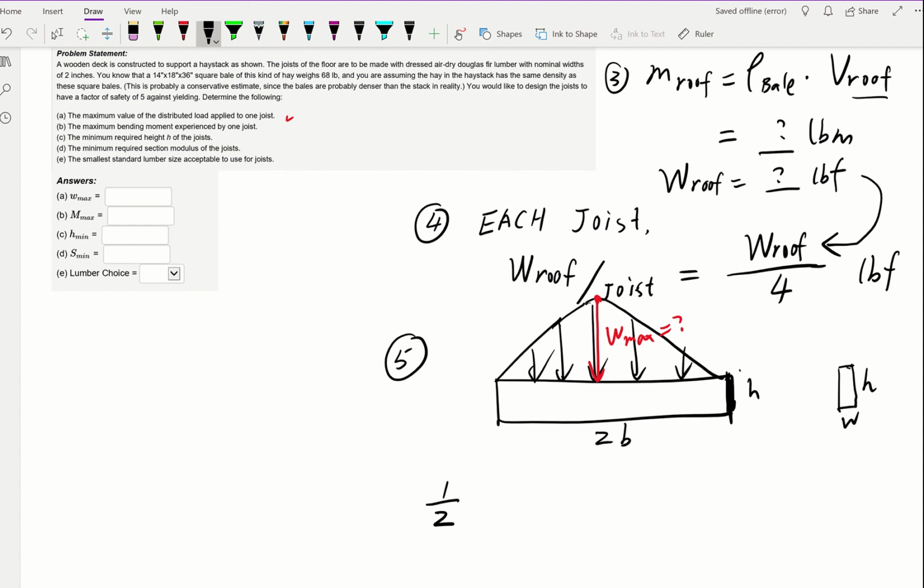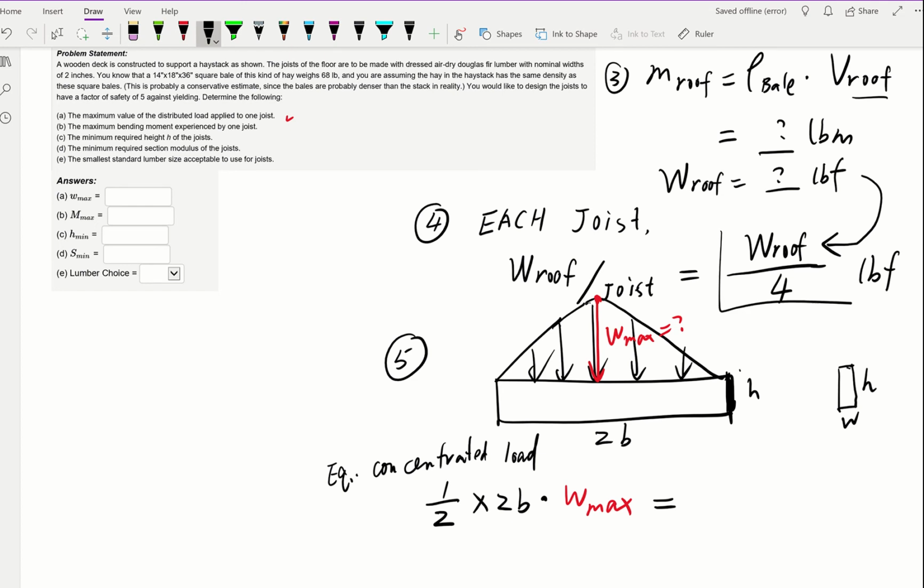So the area is a triangle, base is 2b, and the height is going to be your omega max, which you're solving. So here what you're solving is basically your equivalent concentrated load. Imagine all the distributed load is just concentrated on one point, and how much is it? It will be half base times height. And that should be equal to this entire load on this one joist.